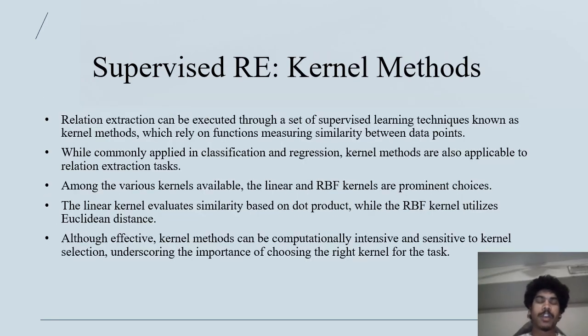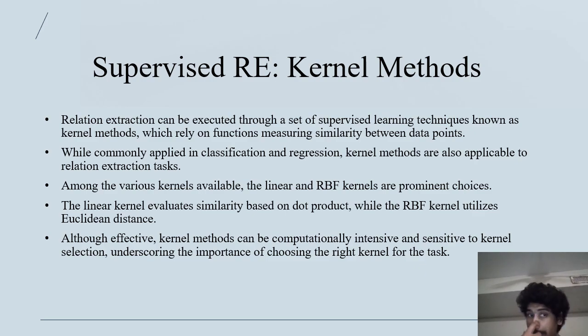I'm going to explain supervised RE kernel methods, which are used for relation extraction, which involves identifying relationships between entities in text, and can be done using a set of machine learning techniques called kernel methods. These methods work by measuring how similar different pieces of data are to each other. While kernel methods are often used for tasks like classification and prediction, they can also be helpful in relation extraction.